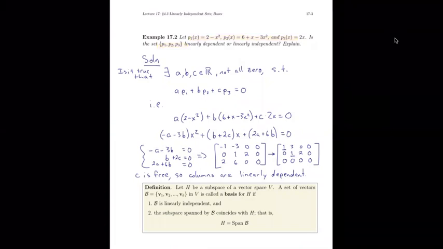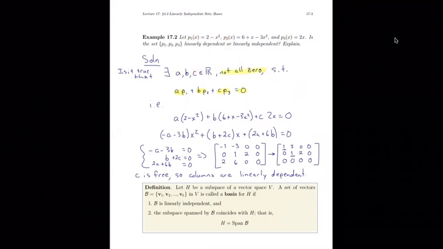The same expression still holds, right? So what we're asking is, is it true that there exist a, b, and c, three scalars, one scalar for each of our polynomials P1, P2, and P3, such that a times P1 plus b times P2 plus c times P3 equals 0? And what we're asking is, is it true that they exist and they're not all 0?